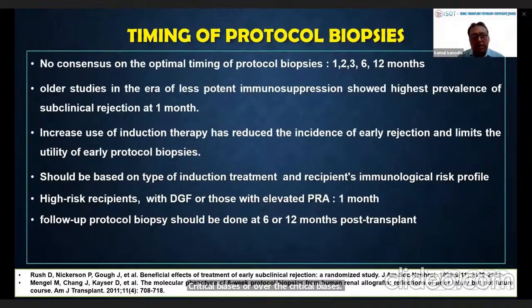Now coming to the timing of protocol biopsies. As said, there is no consensus on the optimal timing of protocol biopsies. Again, it depends on the center. So it can be done after 1 month, 2 months, 3 months, 6 months, or 12 months post-transplantation. If you see the older studies, in the era of less potent immunosuppression, they saw that there was the highest prevalence of subclinical rejection at 1 month. In that period, the immunosuppression was not very potent, so the chances of rejection were very high. So people believed that in that era, 1 month post-transplant biopsies were indicated for protocol biopsies.